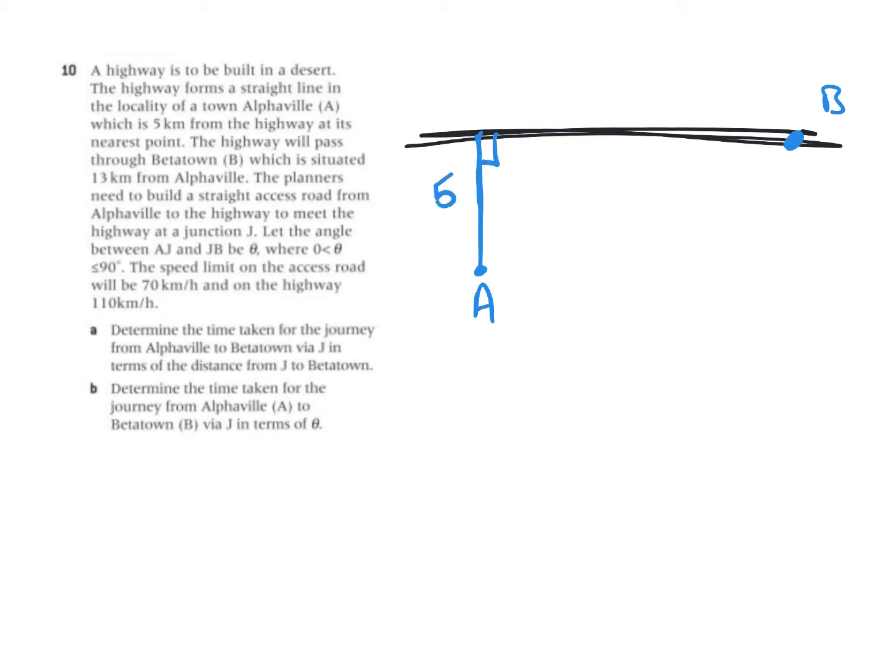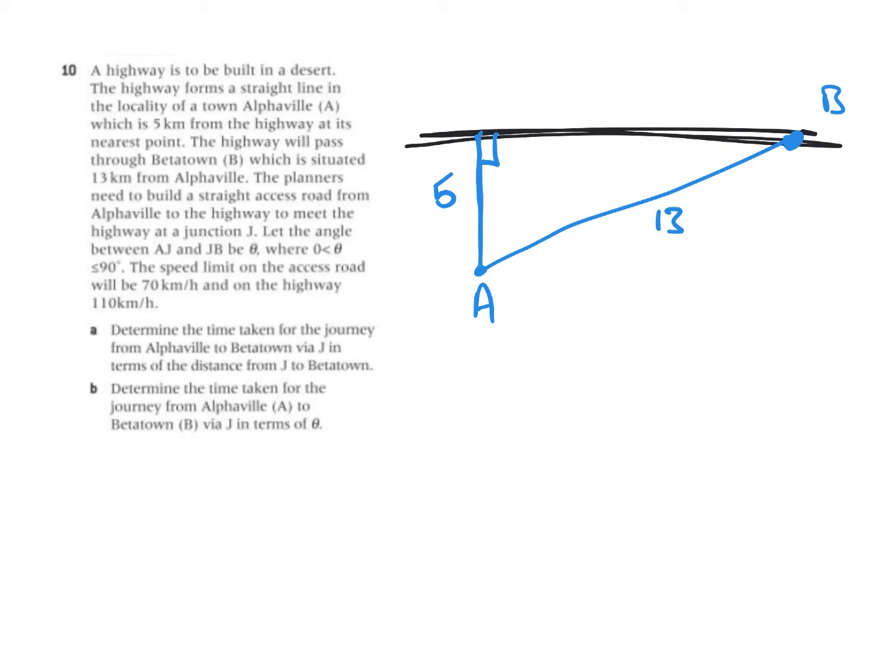Okay, so in this problem here, we have a road A, and then we have a highway here. On the highway, there is a town B, and I'm told the shortest distance to the highway, so the right angle, is 5, and that the distance from A to B is 13 kilometers. These are all in kilometers.